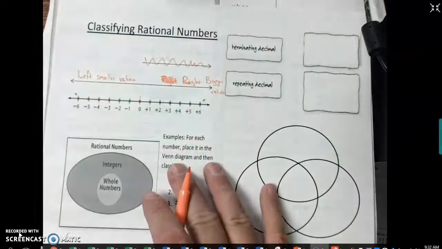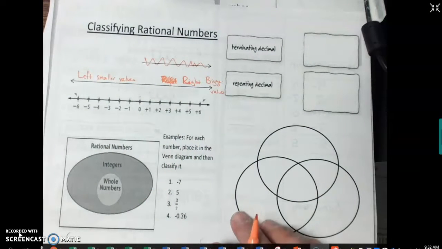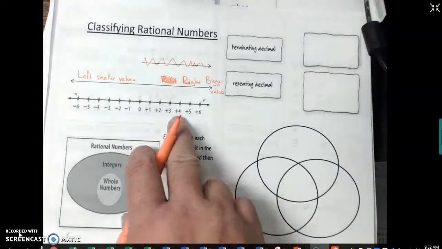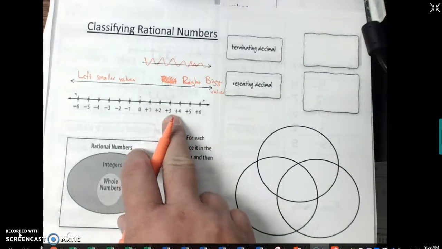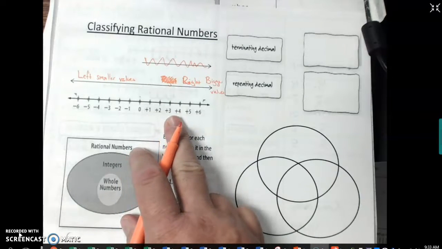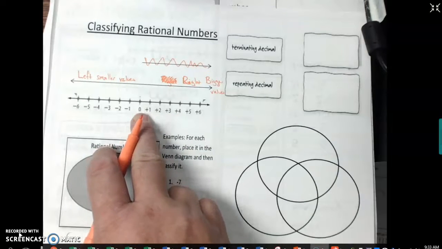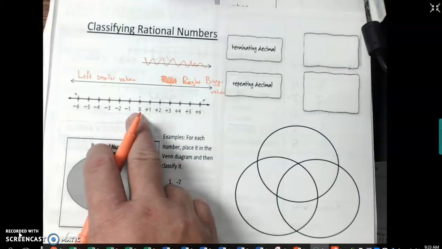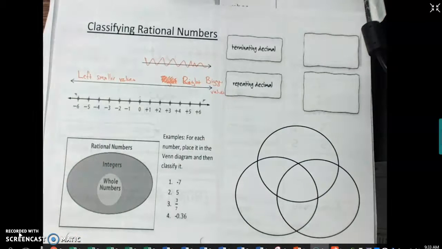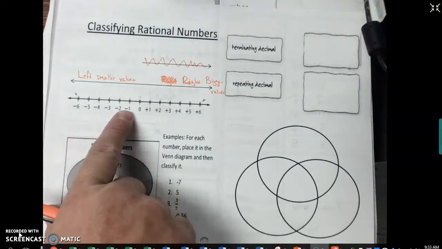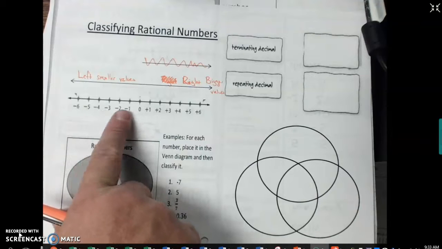So which is bigger, 4 or 3? 4, it's to the right of 3. Does that make sense? Which is bigger, 0 or negative 2? 0, because it is to the right of negative 2. Which is bigger, negative 5 or negative 1? Negative 1 because it is on the right. It's to the right of negative 5.